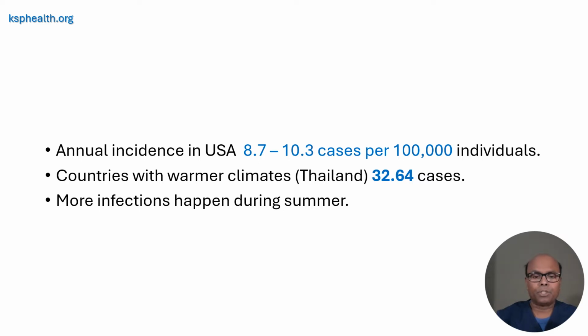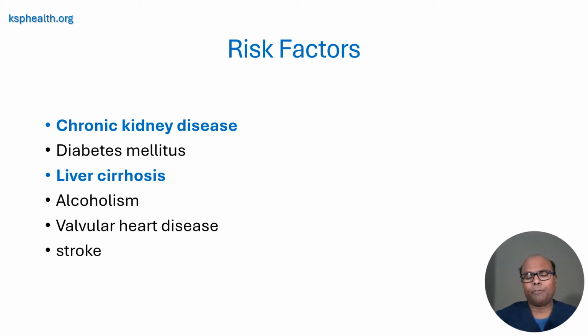The annual incidence in the United States is 8.7 to 10.3 cases per 100,000 individuals. Countries with warmer climates have a higher number of patients per 100,000 individuals. In Thailand, it was reported as 32.64. More infections happen during summer. The risk factors for necrotizing fasciitis are chronic kidney disease, diabetes mellitus, liver cirrhosis, alcoholism, valvular heart disease, and stroke. Necrotizing fasciitis is often seen in chronic kidney disease and liver cirrhosis, hence it's highlighted.